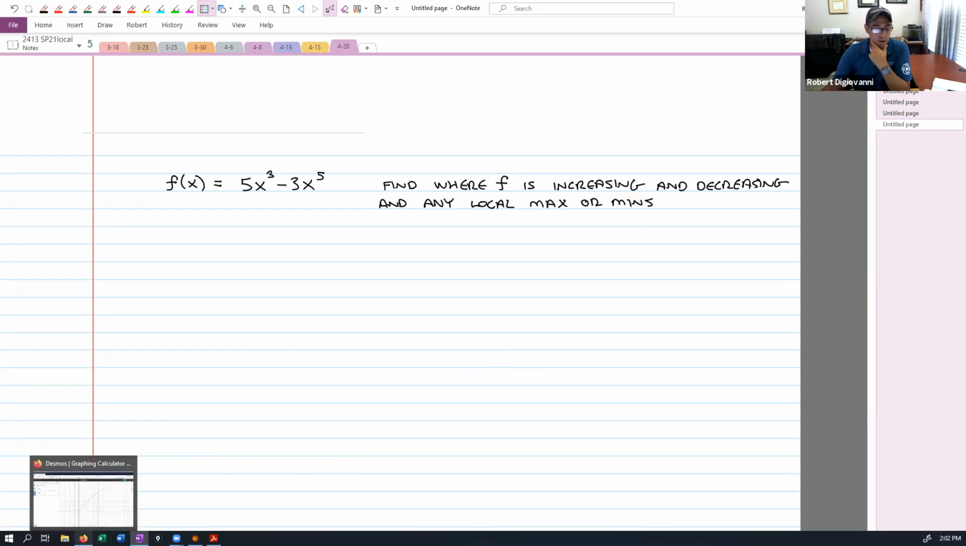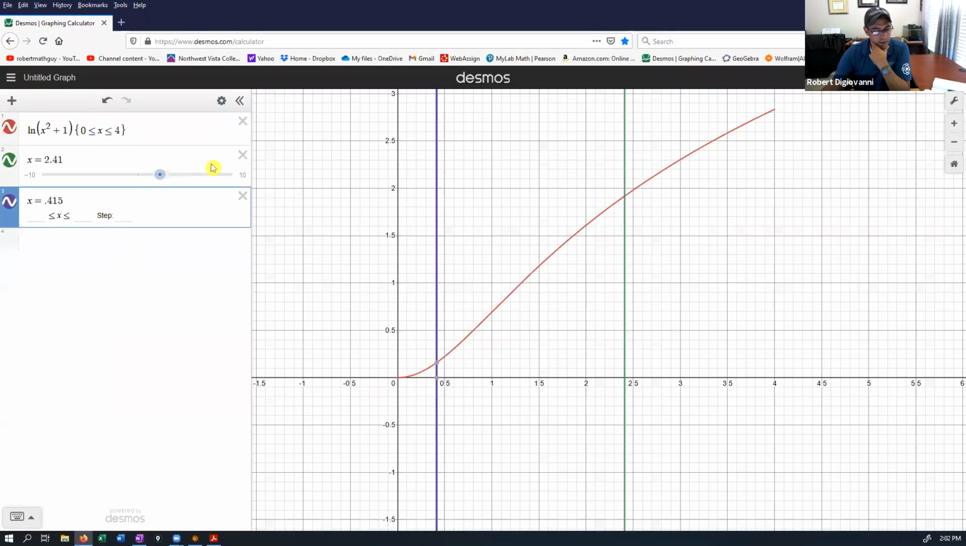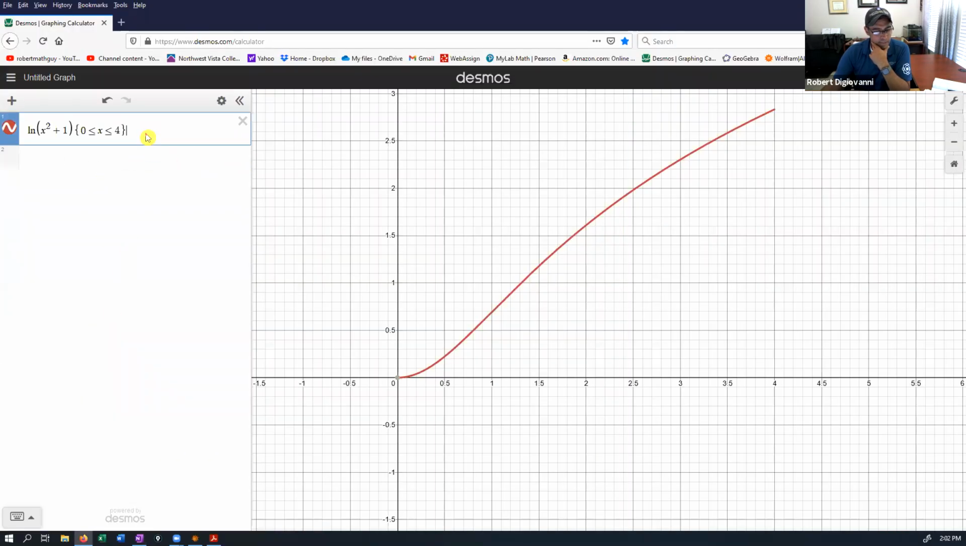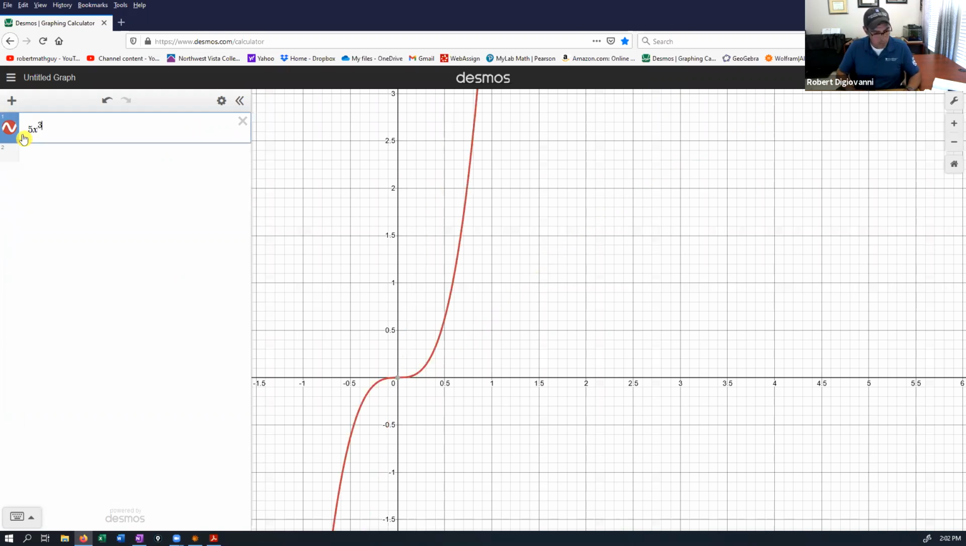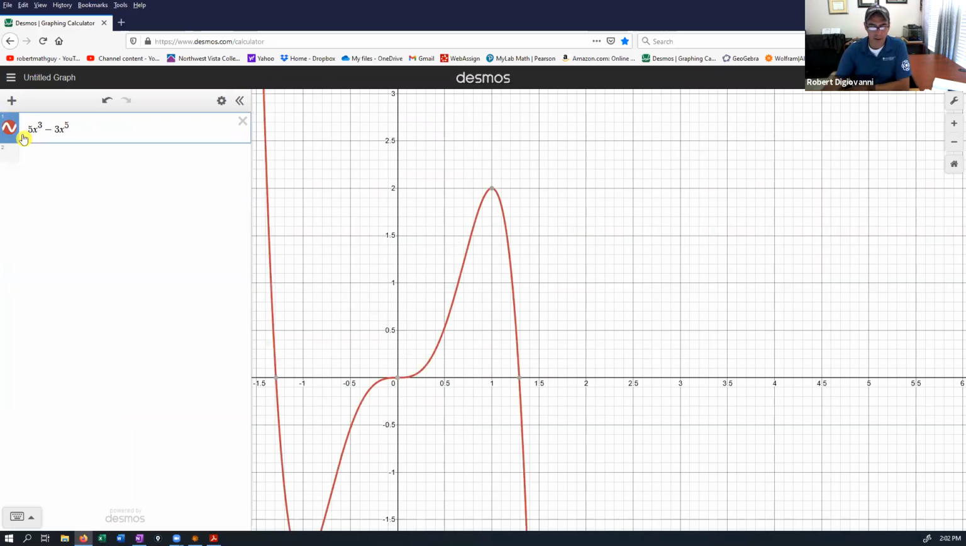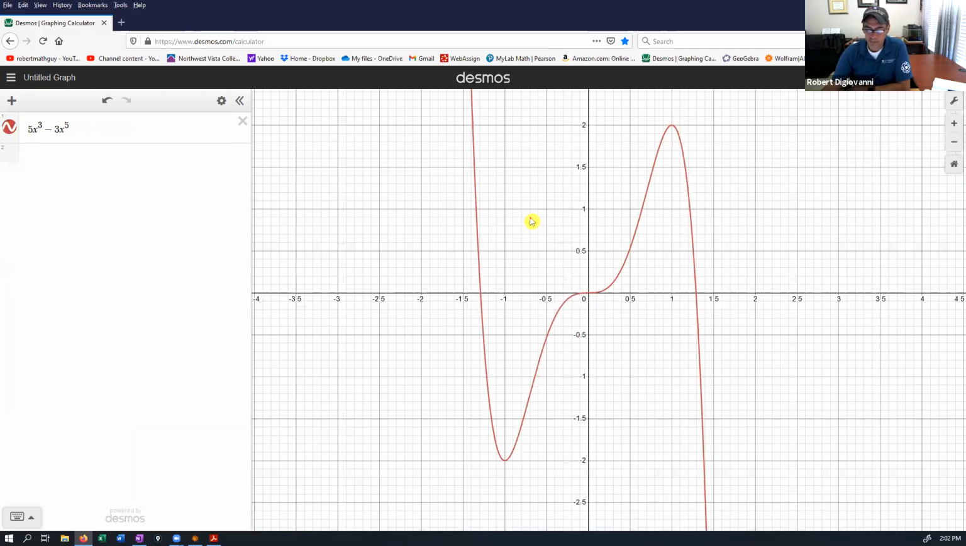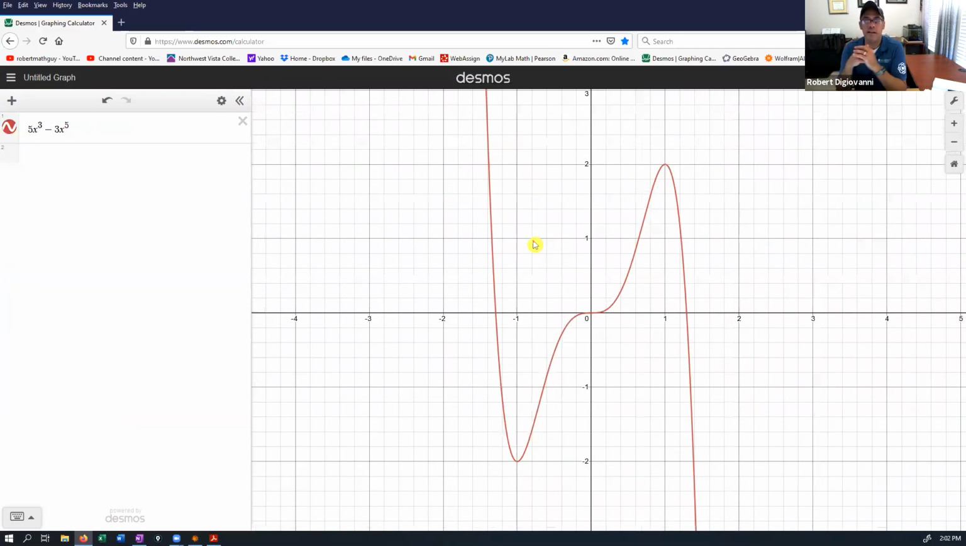I'm going to graph it first. 5x cubed minus 3x to the 5th. There it is. Okay, you see that graph?